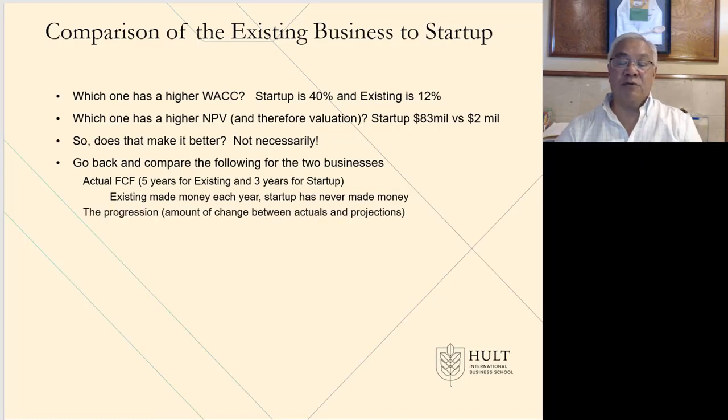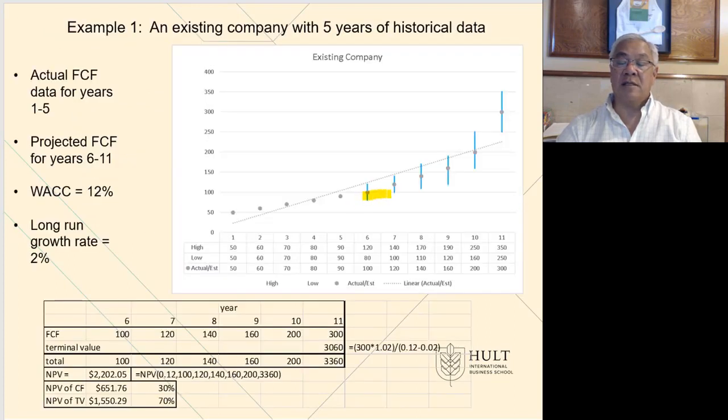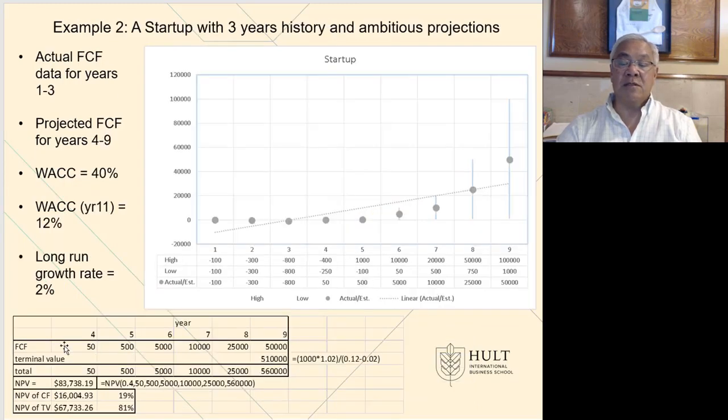Next, how about the progression? Looking at the changes from the actuals to the projections. And here our projections go like this. Growth and a little bit of acceleration out in the outside year in year 11. Okay, I got that. How about for the startup? Well, we go from losing money to still losing money to then all of a sudden going like this.